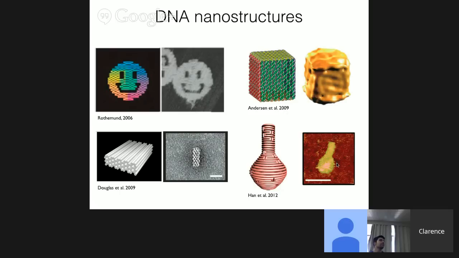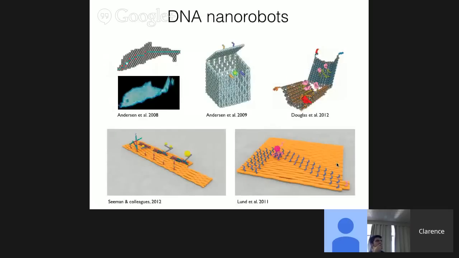But what we really want to do is not just create structures. Actually, what we want to achieve is to build nanorobots. And nanorobots can perform important tasks. One of the first examples of dynamic DNA nanostructures was this dolphin-like shape with a flexible tail. It's just a funny example.